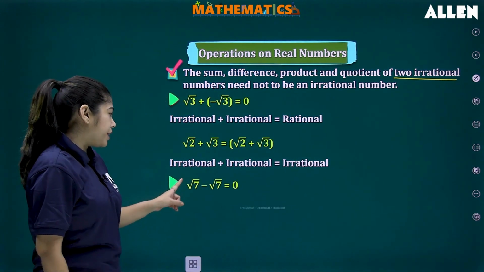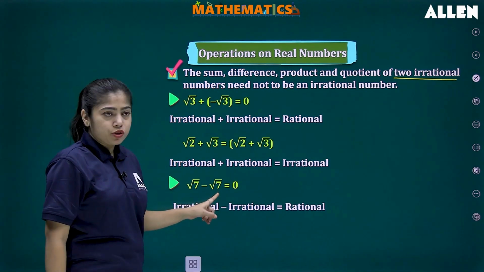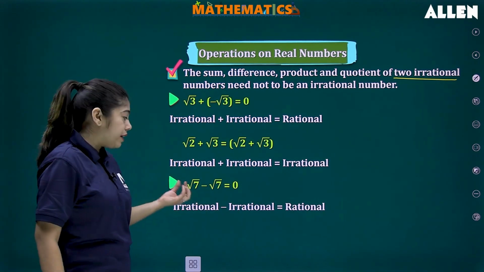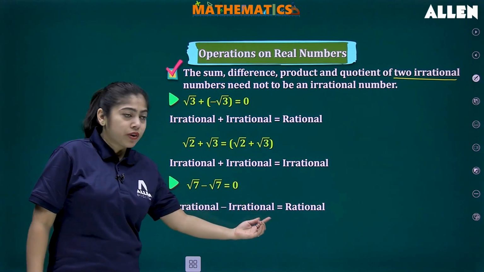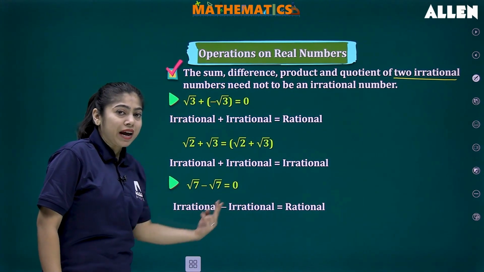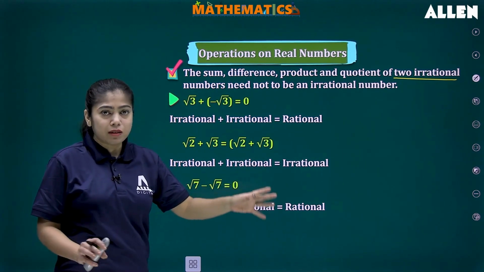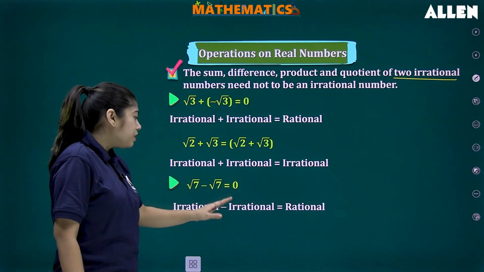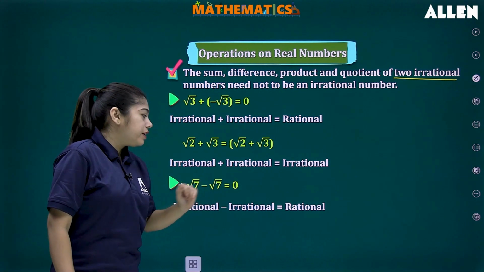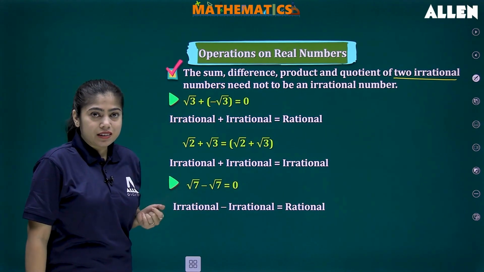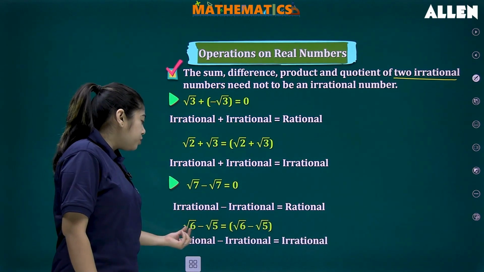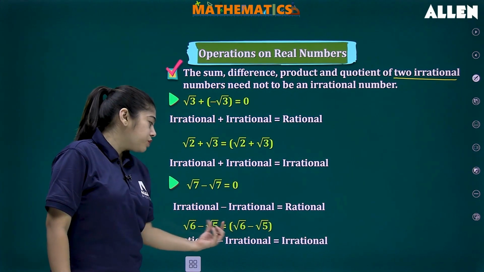Now, let us see subtraction. Again, root 7 minus root 7. The first one is an irrational number. The second one is also an irrational number. So when we subtract two irrational numbers, we can sometimes get a rational number, right? Here you can see the answer is 0, which is rational. Now, root 6 minus root 5, you see what is root 6 minus root 5?